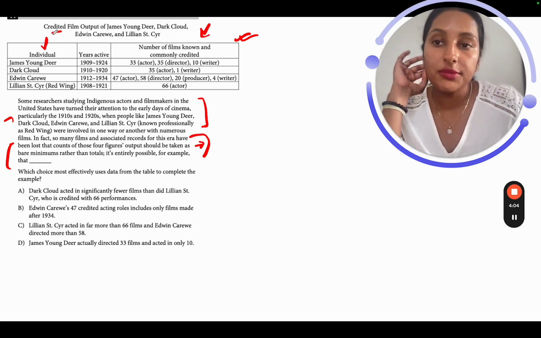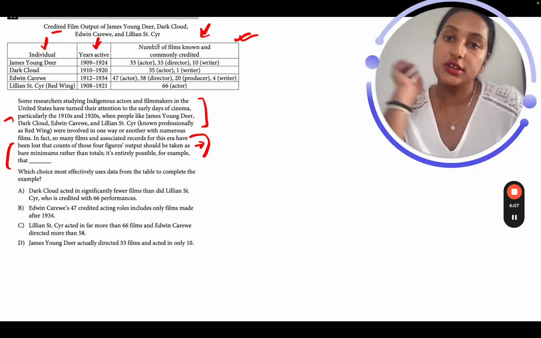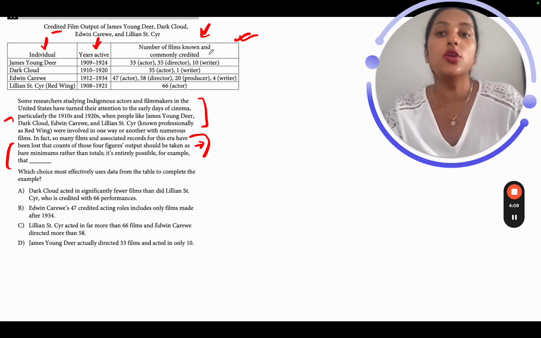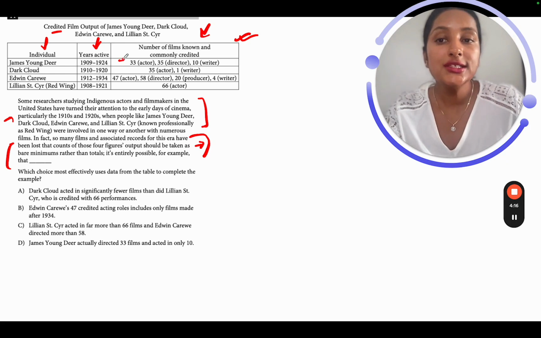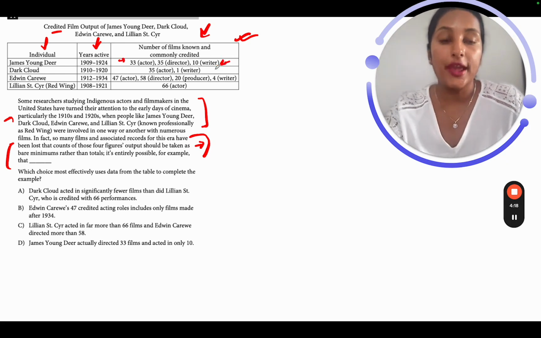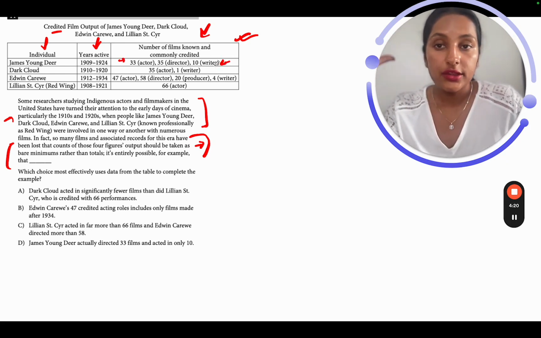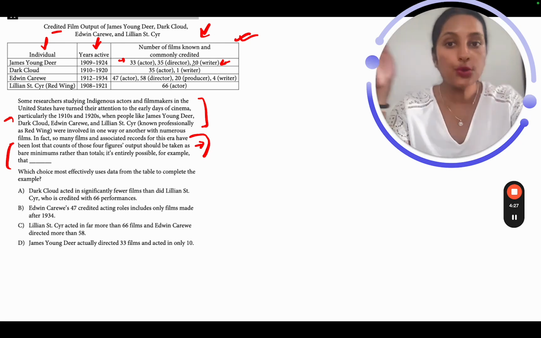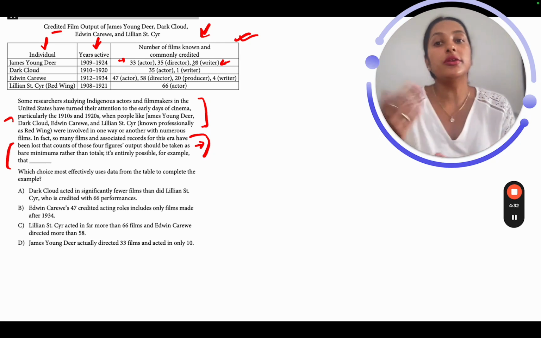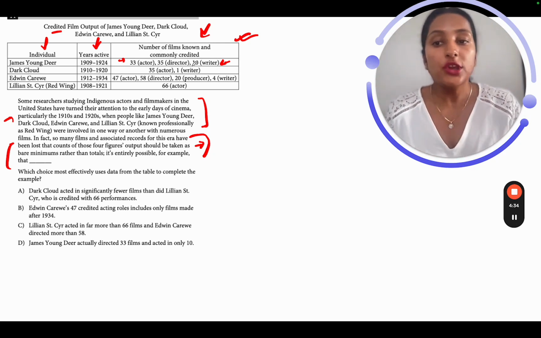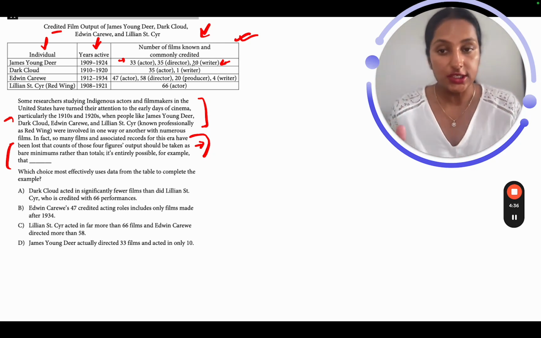Now the individual names are over here, years active is here, and the number of films known and commonly credited for. The data is here. Correct? And remember, what do we have to prove? We have to prove that these numbers are just the bare minimums, and that the number of films they were associated with is definitely more than these numbers. We have to prove that the number of films they were associated with is more than the records show. Now let's go ahead and eliminate our options as per this understanding.